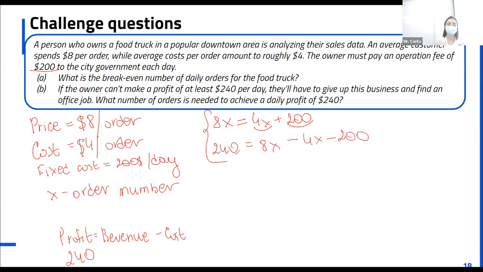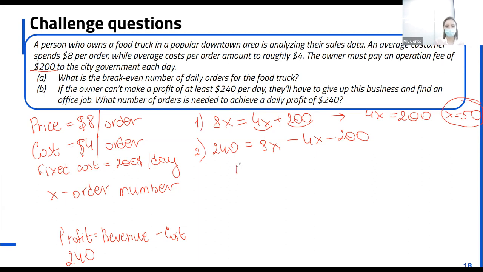And here is our system of equations. But actually not the system, let's have it 1 and 2. So what we have here, 4x equals 200. So x equals 50. So to break even, he needs to sell 50 orders.